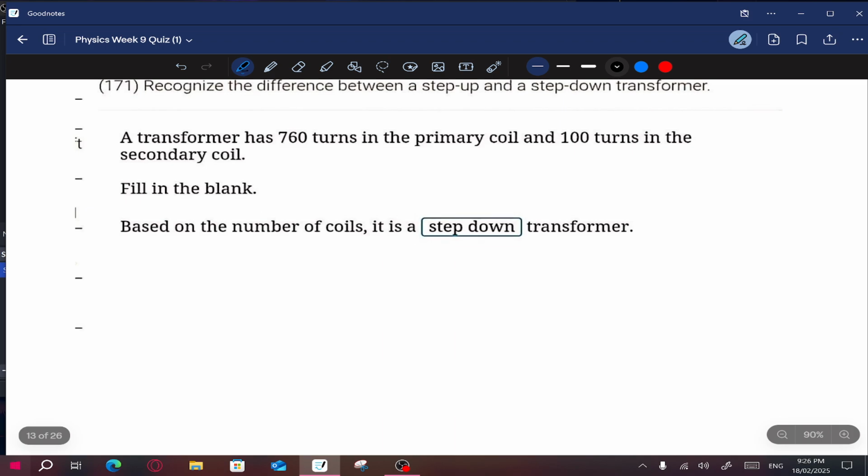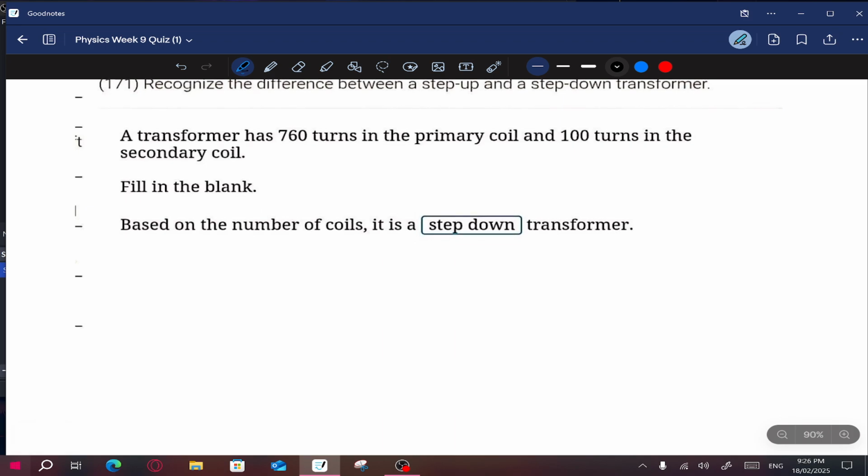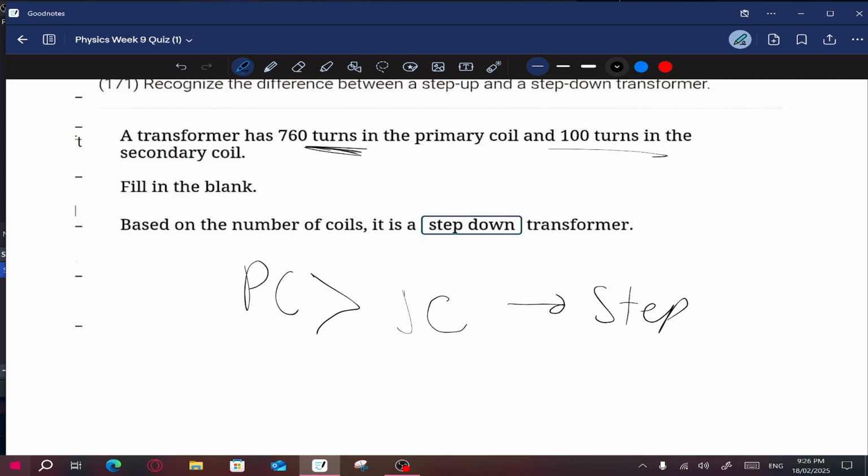There are two different types of transformers, the step up and the step down, which is what we're going to explain now. Based on the number of coils, if the primary coil has more turns than the secondary coil, so PC greater than SC, it is a step down transformer.